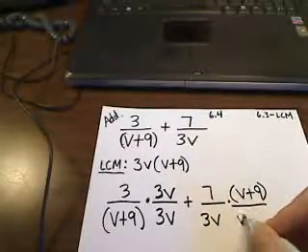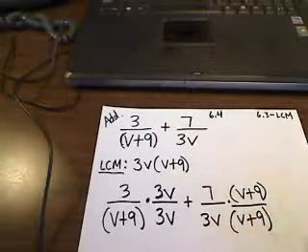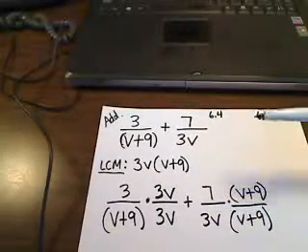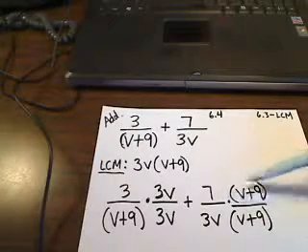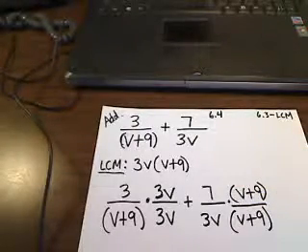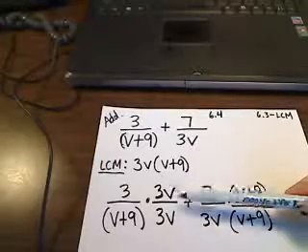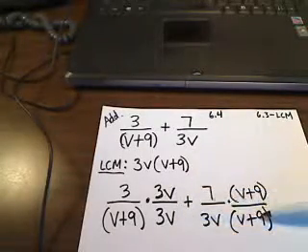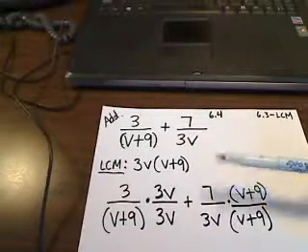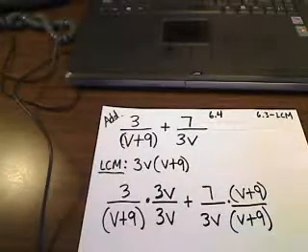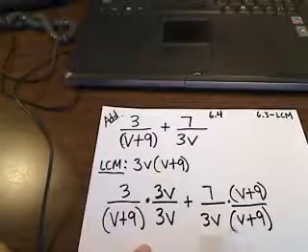I need to remember to put parentheses around that v plus 9 because that 7 right there is going to be multiplying this whole quantity. So I have to put parentheses around it to show the distribution that's going to need to happen. The other thing to note here is the reason that I can multiply by these is because these are the equivalent of 1. So I'm not changing the problem at all. I'm just manipulating how it looks. All right. So now I actually have common denominators.